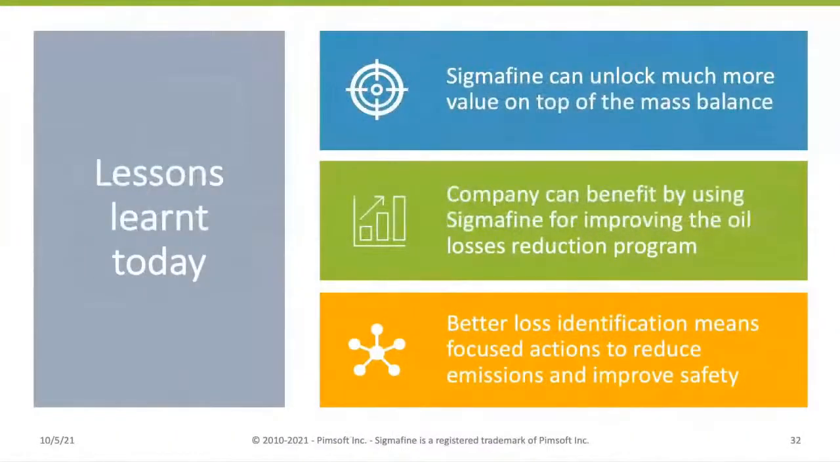So, today we learned that Sigmafine can unlock much more value on top of the mass balance. Companies can benefit from the use of Sigmafine for improving the oil loss reduction program, and better loss identification means focused actions to reduce emissions and improve safety and profitability.